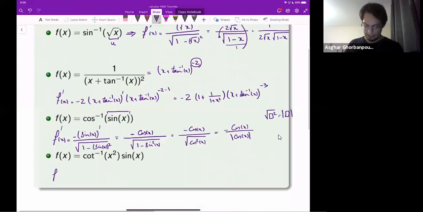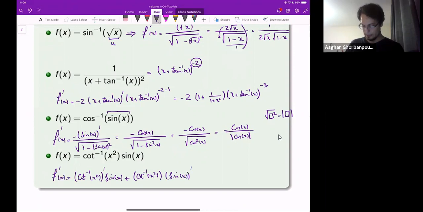The last one, we are trying to find the derivative. This is a product of two things. I need to find the derivative of the first one times the second one plus the first one itself times the derivative of the second one.